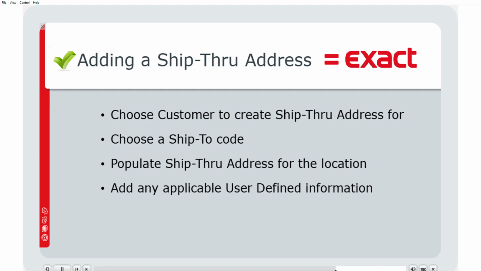As you have seen in this lesson, adding a ship-through address in Max is a simple process that consists of the steps we've covered here. First, you will choose the customer to create the ship-through location for. You will populate the required fields, and the new ship-through address can then be used when shipping sales orders to intermediate shipping destinations.